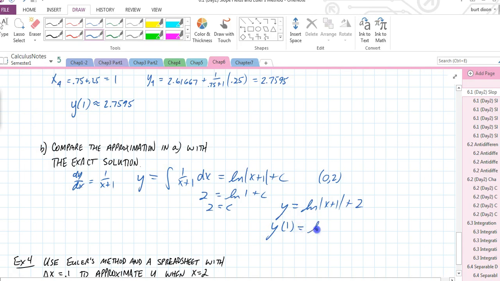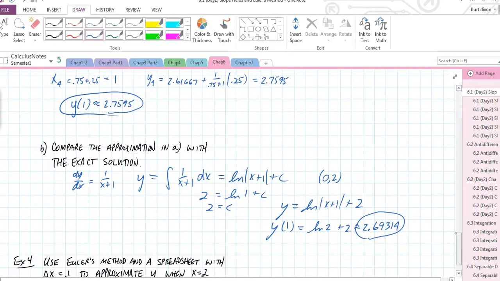And we want to know what is y of 1. y of 1 is the natural log of 2 plus 2, which using your graphing calculator is about 2.69314. And that is the exact answer, compared to our approximation 2.7595. Not a great approximation, but remember we only took 4 small steps.